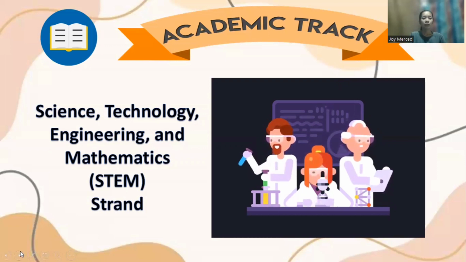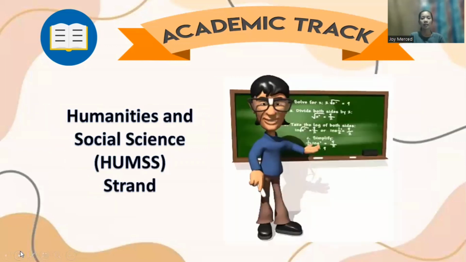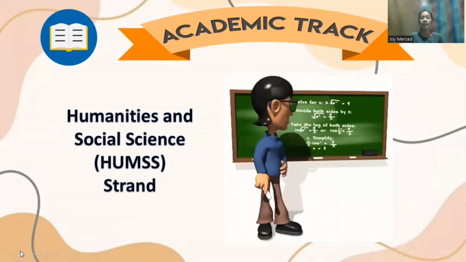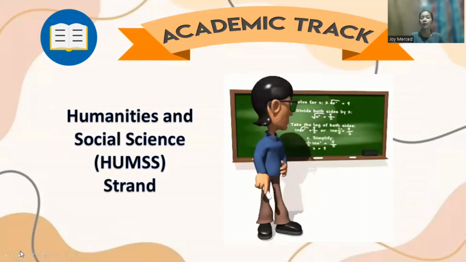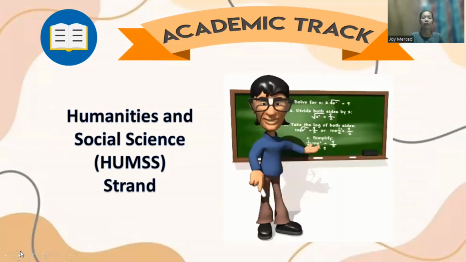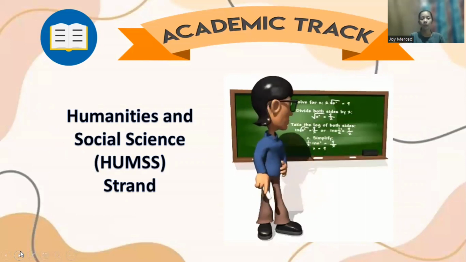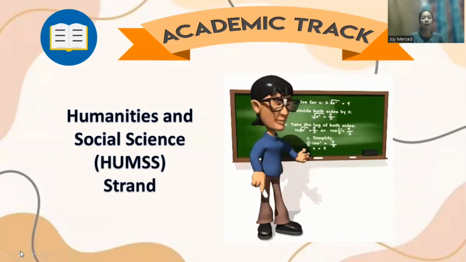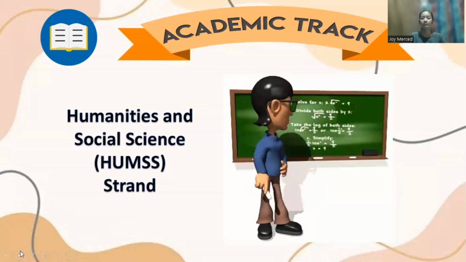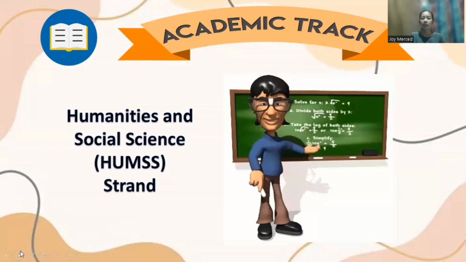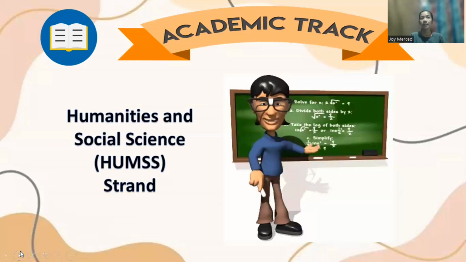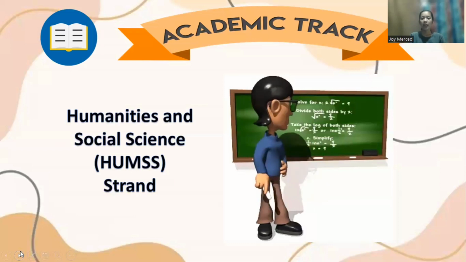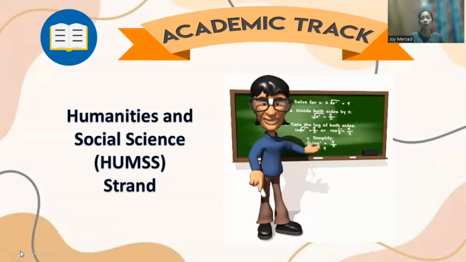For the next strand of the academic track, this is the HUMSS, or the Humanities and Social Sciences, for those who want to pursue these fields of study at the university level. It delves into investigations and inquiry of the human condition, using empirical, scientific, analytical, and critical methods of studying human behavior and its societal changes.